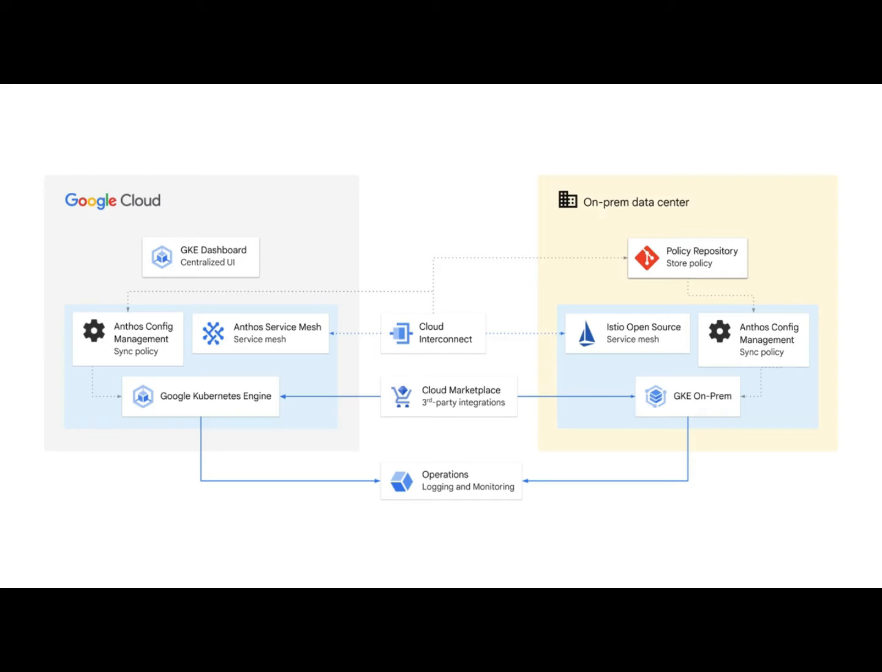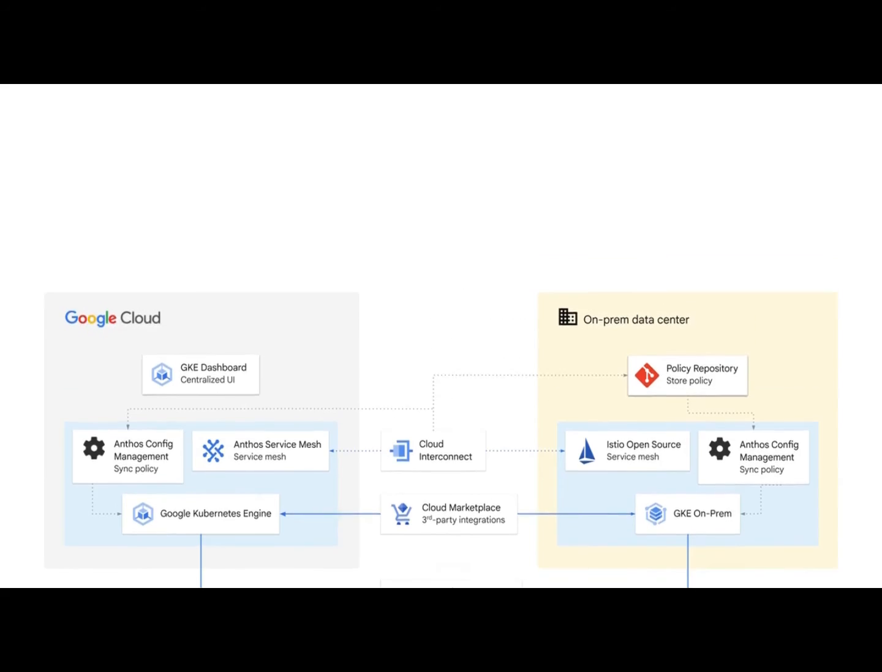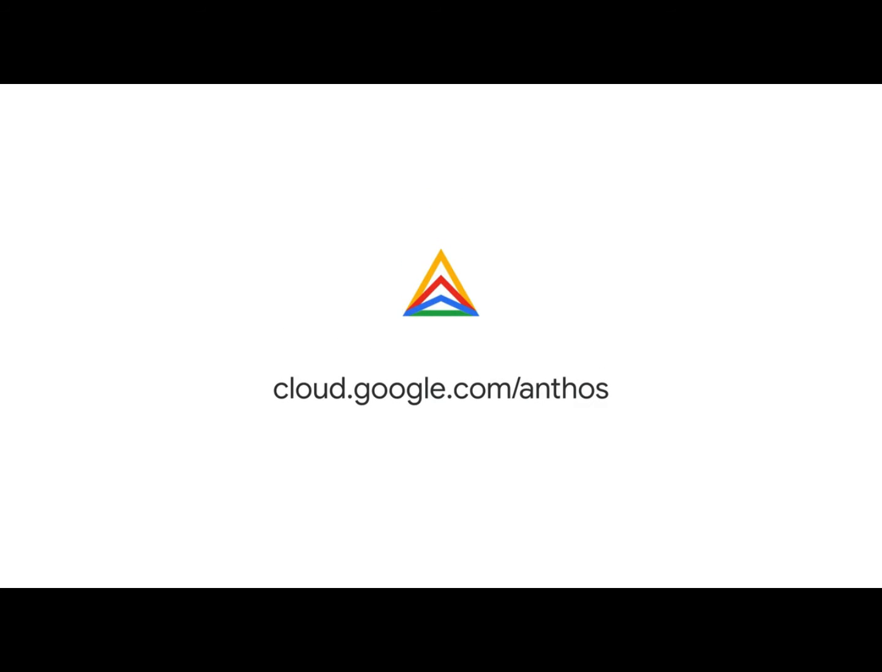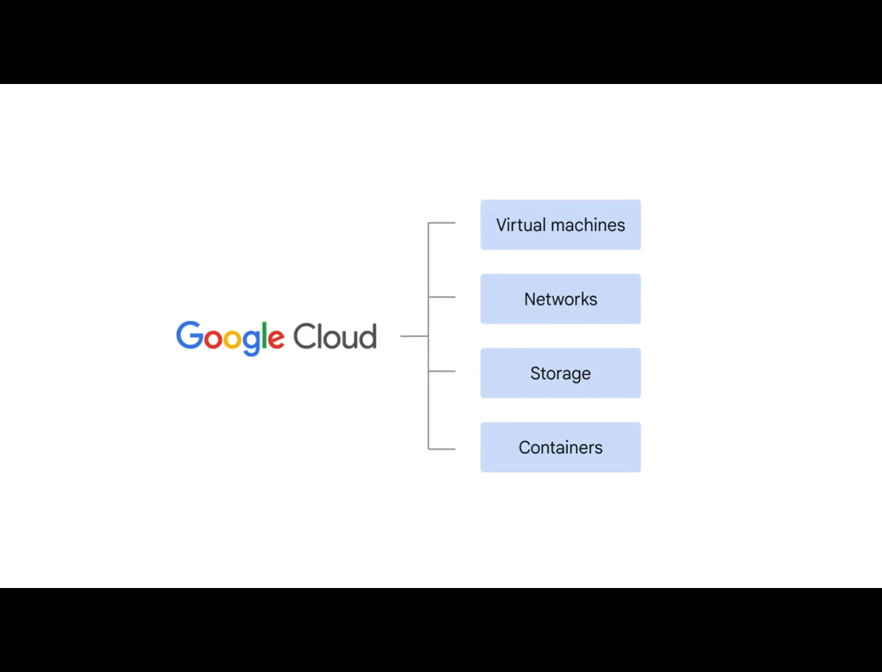Anthos Configuration Management also gives administrators and developers the ability to deploy code changes with a single repository commit and the option to implement configuration inheritance by using namespaces, which is a way to prevent naming and permissions collisions within your application. You can learn more about Anthos by heading to cloud.google.com/Anthos.